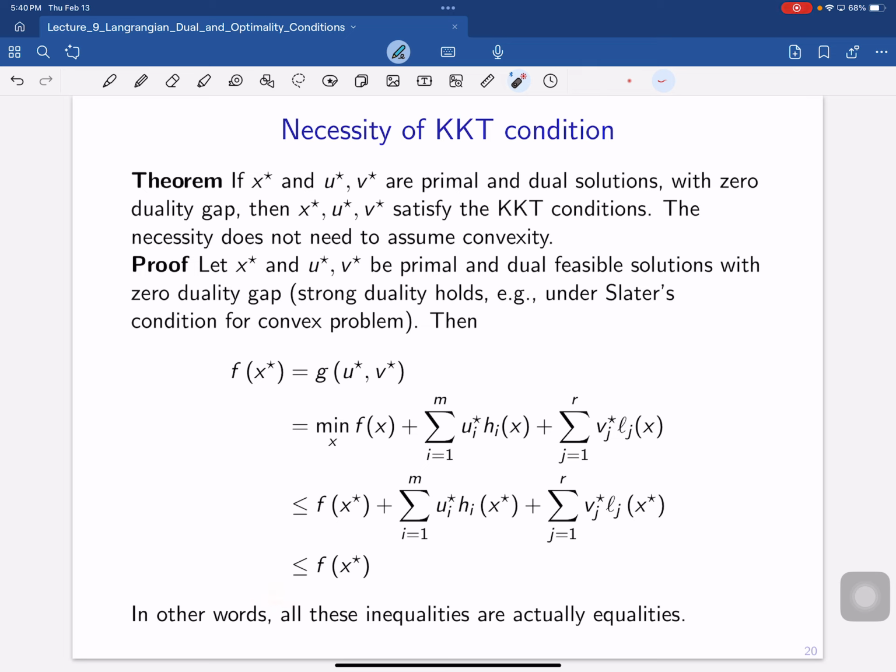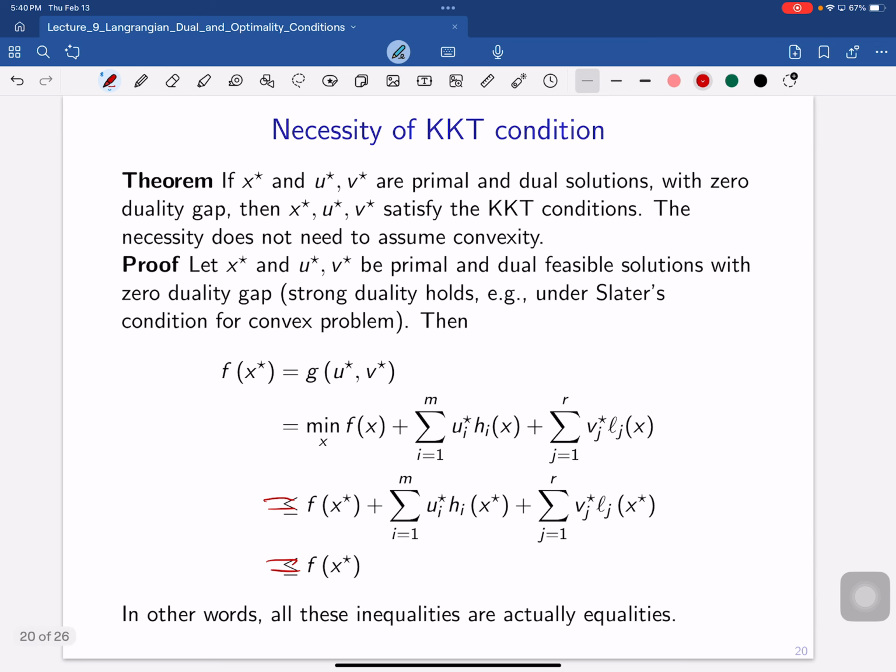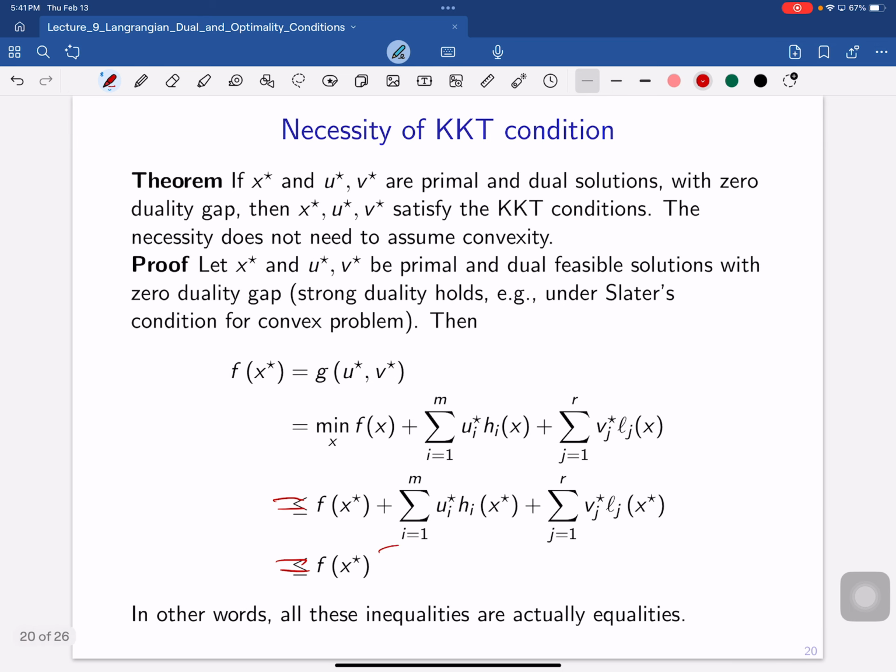So that means all these inequalities must hold strictly, right? Because you have f(x star) less than or equal to f(x star), they are both f(x star). Okay, so that means, let's say, first of all, this whole thing must be 0, right?